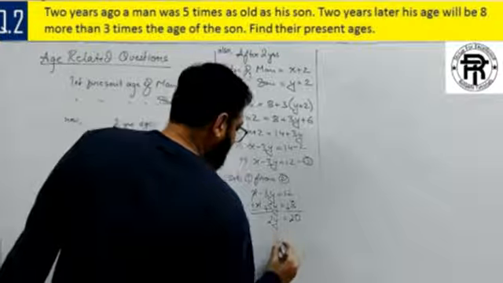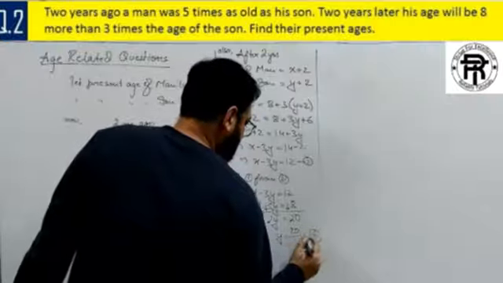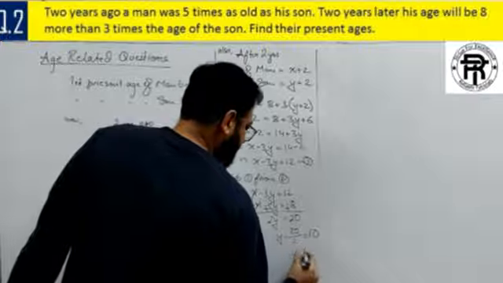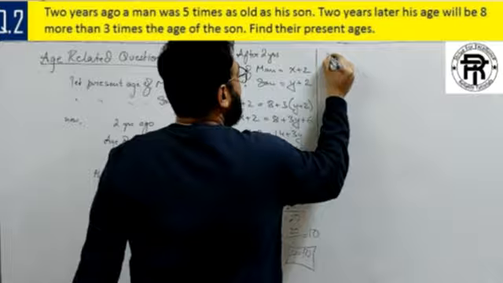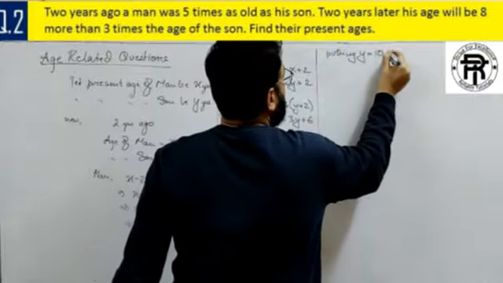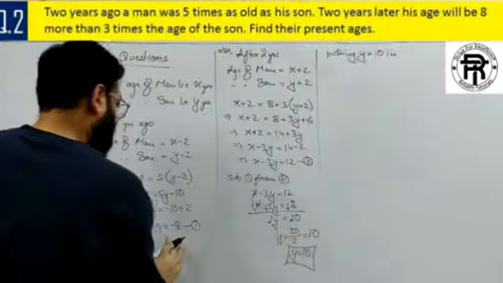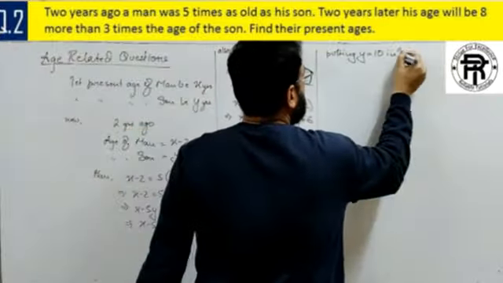That means the value of y is equals to 20 by 2, that is equals to how much? 10. So that is the value of y we have. Y is equals to 10. Now once we get the value of y, we'll be writing it over here. Okay, putting y is equals to 10 in the second equation. Let's put the value in the second equation.